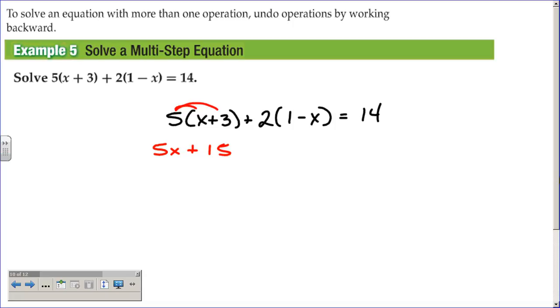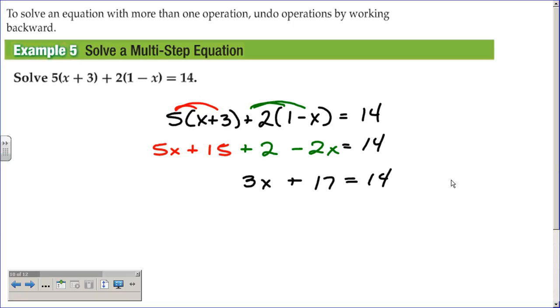Let's jump over here and do this one. Positive 2 times 1 is plus 2. A positive 2 times a negative x is minus 2x. And that's equal to 14. We're still just simplifying this side. We haven't even started solving. Combine like terms. 5x minus 2x is 3x. 15 plus 2 is 17.